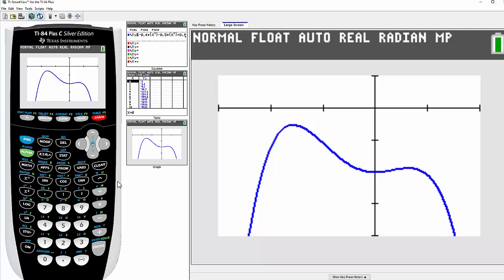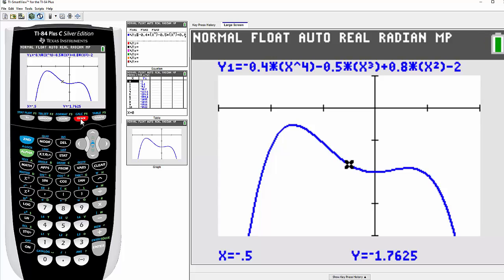Now this is a much nicer view, and when I'm looking at this, I can see that I have a local maximum somewhere around here. I have a local minimum somewhere around here, and I have another local maximum somewhere around here. Now many people will look for these using the trace function. They know that they can push the trace key and use the arrow keys to motor along the graph. And if you're a very skilled user of the calculator, you probably could make this question work, and you could answer everything using the trace key.